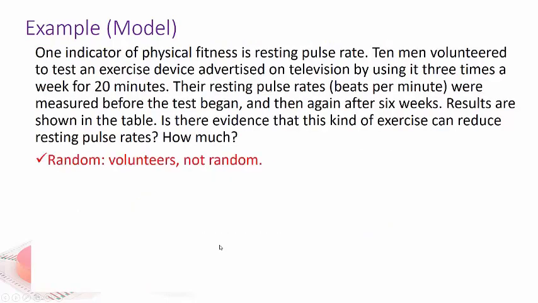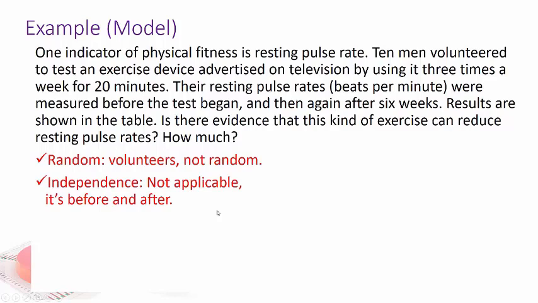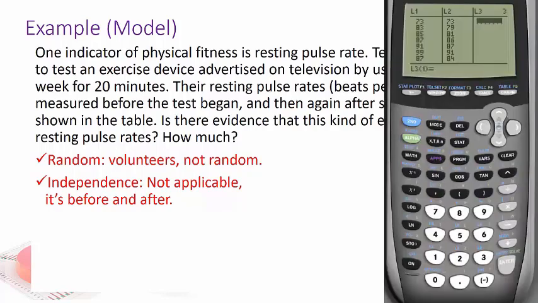So first of all, is it random? Well, the volunteers are not random, but it is an experiment. We will be doing differences of matched pairs, so maybe that's not so bad, all right? But it's not exactly random. These are volunteers. Okay, independence. Well, in terms of the before and after, that's not really independent. But the differences that we might see among the different people, you could argue that that's independent. Now, we also need to check the nearly normal condition, which means we're going to have to graph a histogram of the differences.